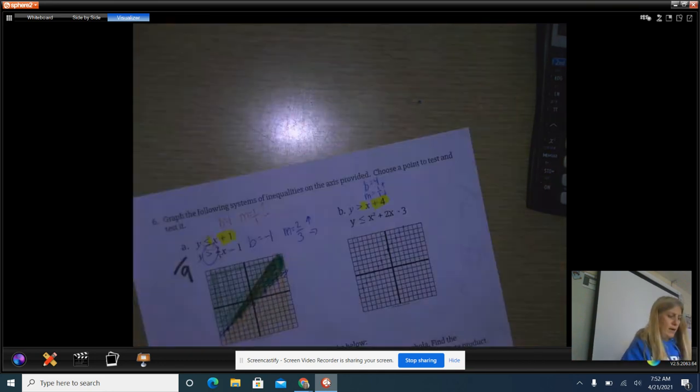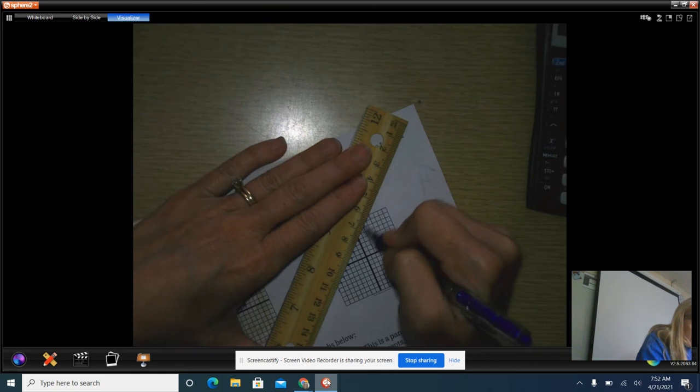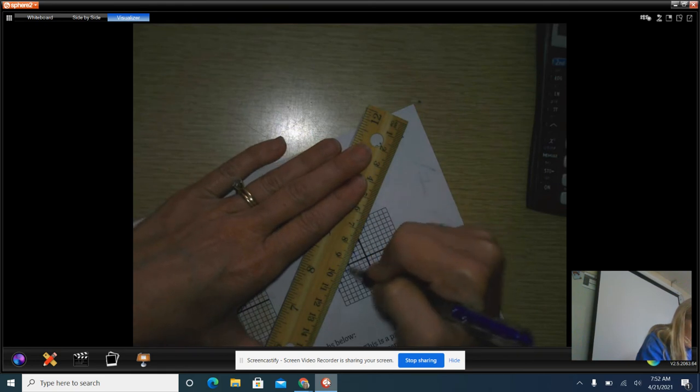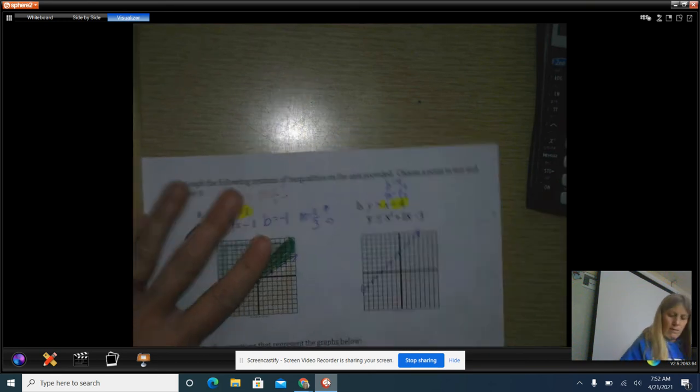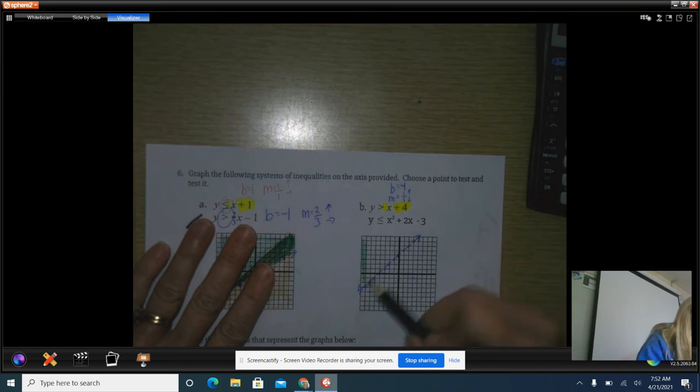Okay, it is a greater than, so we are going to do a dashed line. Make sure you're using your ruler or you will lose a point. And greater than means we are going to be shading above. So 4 points for that inequality.